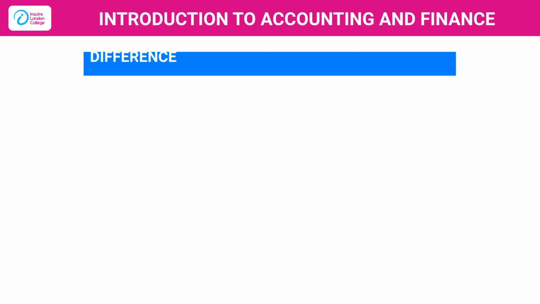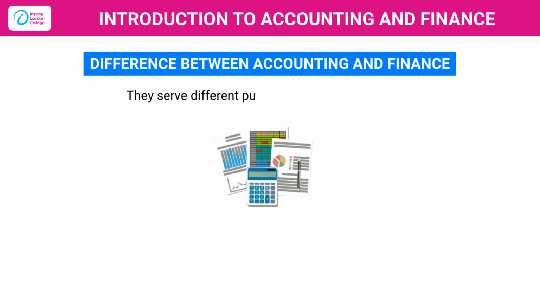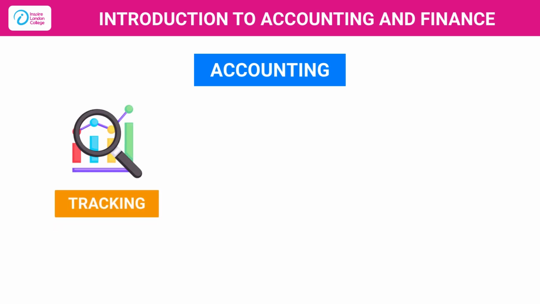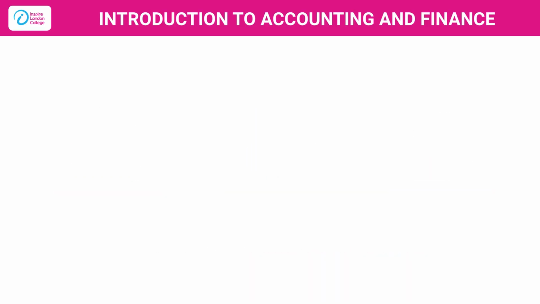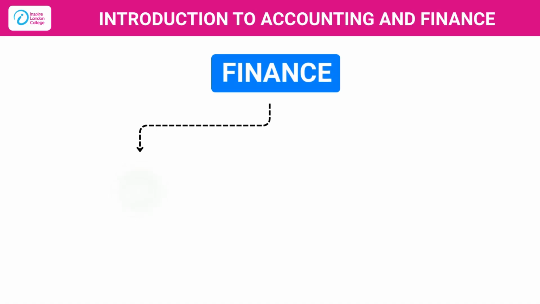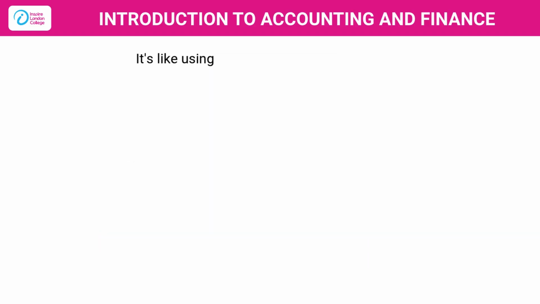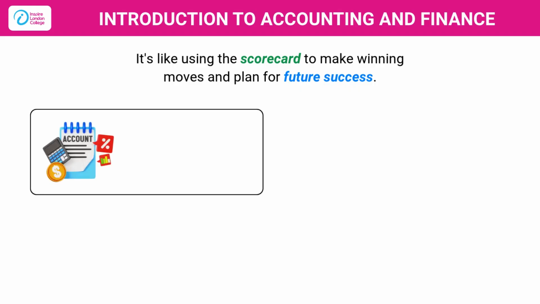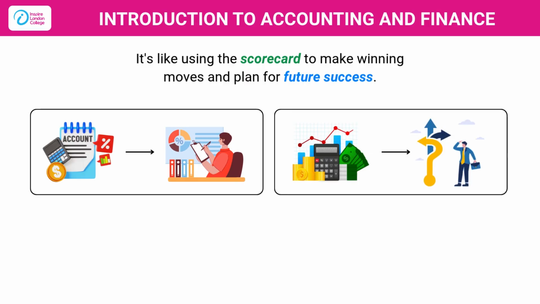Now, let's break down the difference between accounting and finance. Although they are closely related, they serve different purposes in the business world. Accounting is all about tracking, recording, and organizing financial data. It's like keeping a detailed scorecard of a business's money. On the other hand, finance takes that information and analyzes trends, interprets risks, and develops strategies. It's like using the scorecard to make winning moves and plan for future success. In short, accounting looks at the past to keep records accurate, while finance looks ahead to make smart financial decisions.